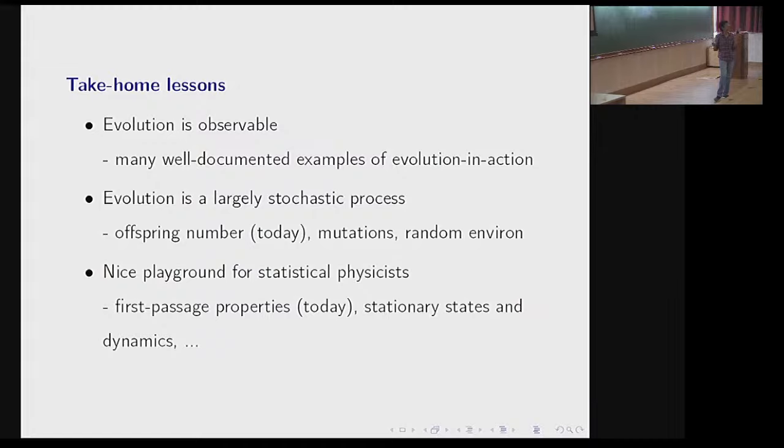Evolution is a largely stochastic process, and the stochasticity can come in various shapes. I focused on one type, okay, but mutations I ignored completely today. Environment could be changing randomly. I assumed a deterministically changing environment, but it could also be random. And it's a very nice playground for statistical physicists, and that's why I'm interested in it. We talked about first passage properties, but we can have interesting stationary states which are not in equilibrium. So we could study all that.